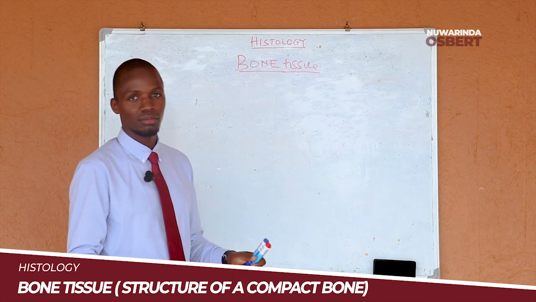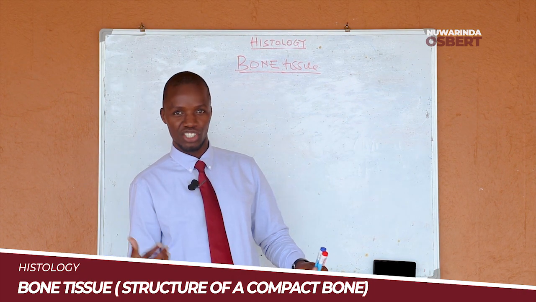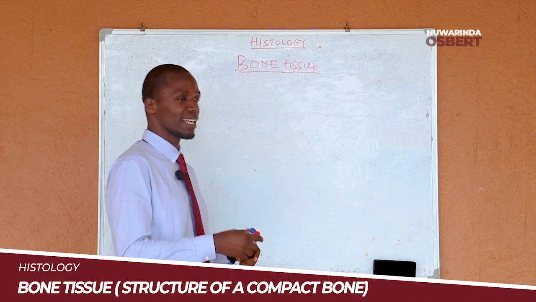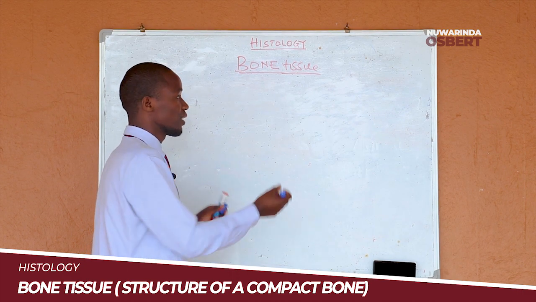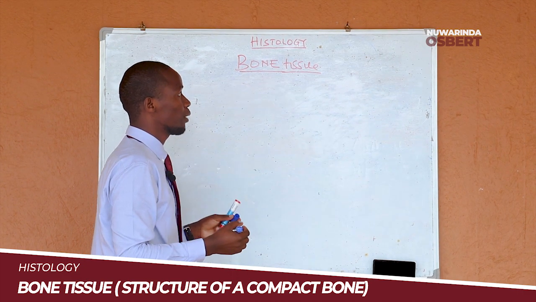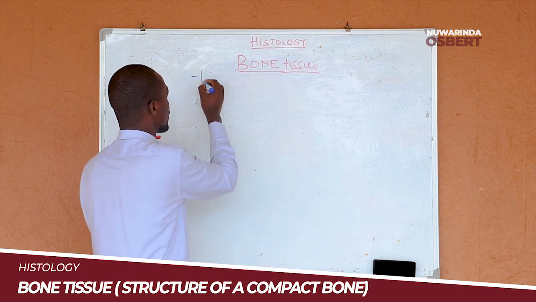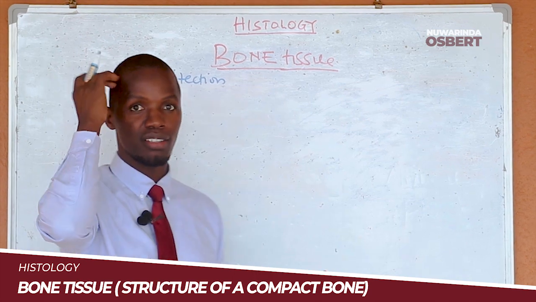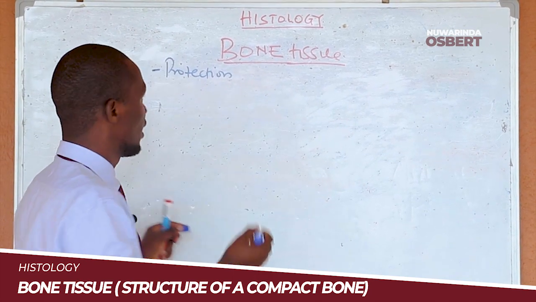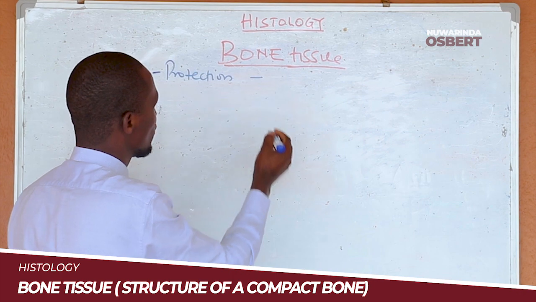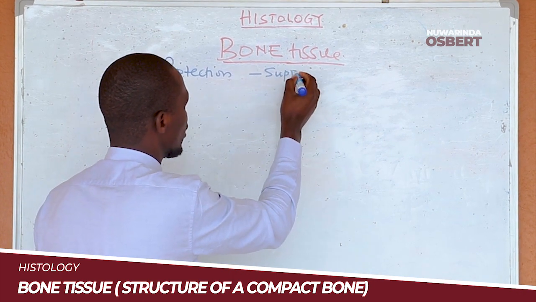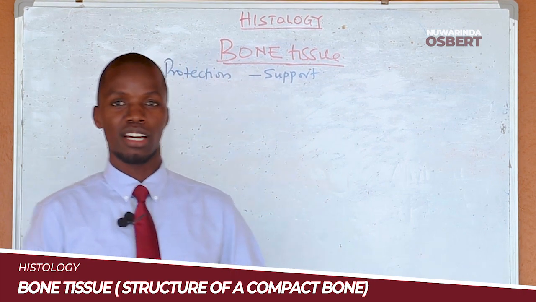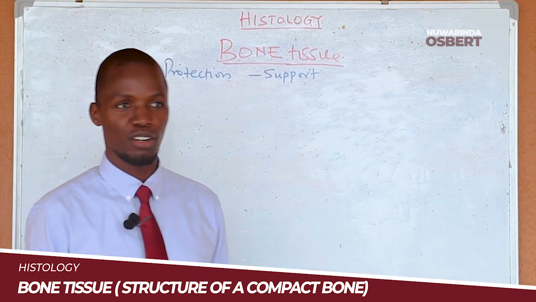Now, in the previous video, we were able to look at the cartilage and its unique features. For the case of bone, it is a very important tissue because it plays a role in protection. Bones protect. For example, the skull is a bone which is protecting the brain. These bones also provide support. Without bones, I would not be standing the way I'm standing here. I'm able to stand straight because I have bones. Bones provide me with support.